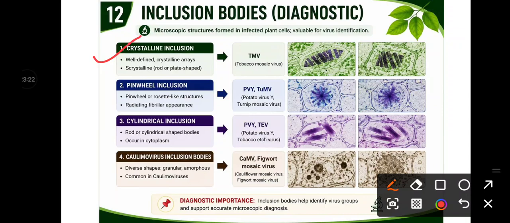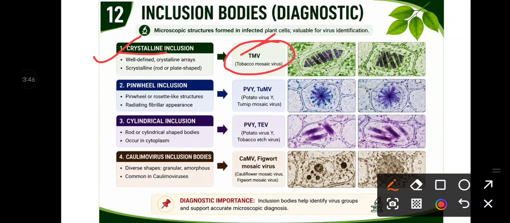Like the crystalline inclusion body. Crystalline means it is a crystal like structure. This is a well defined structure, or a crystalline array is there. An example of a virus producing crystalline inclusion bodies is TMV, tobacco mosaic virus. Remember the name of the type of inclusion body as well as the example. This will be directly asked in the exams.